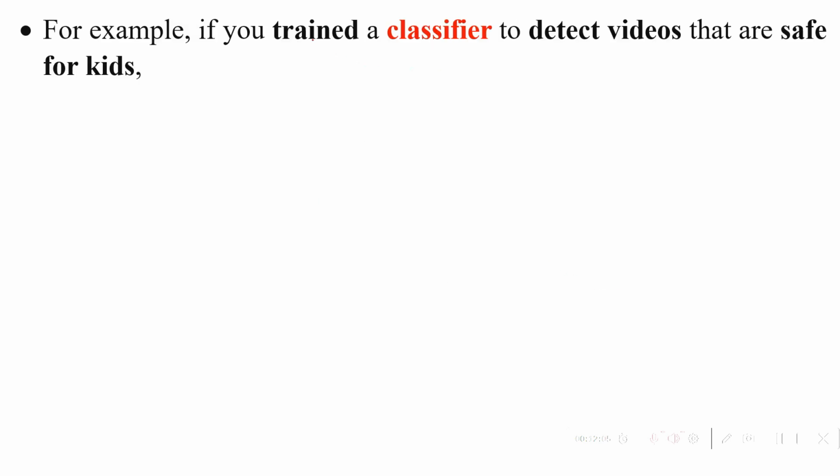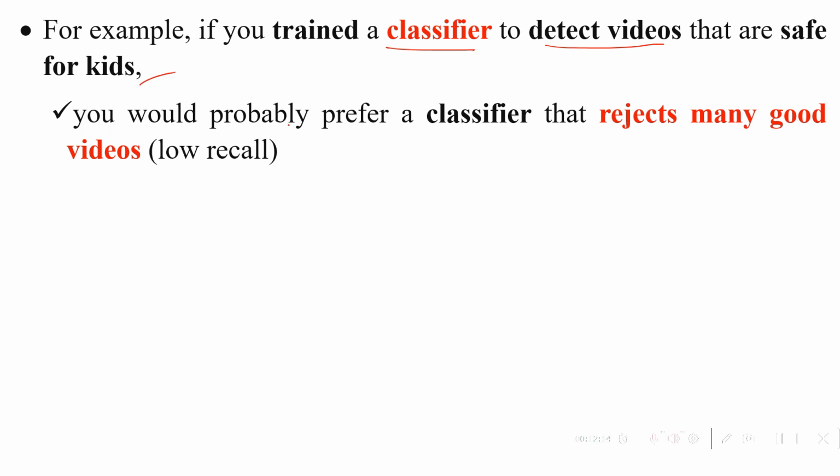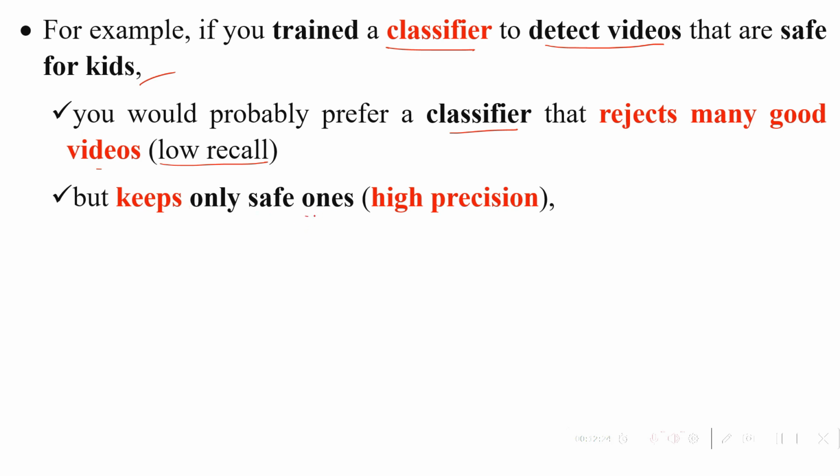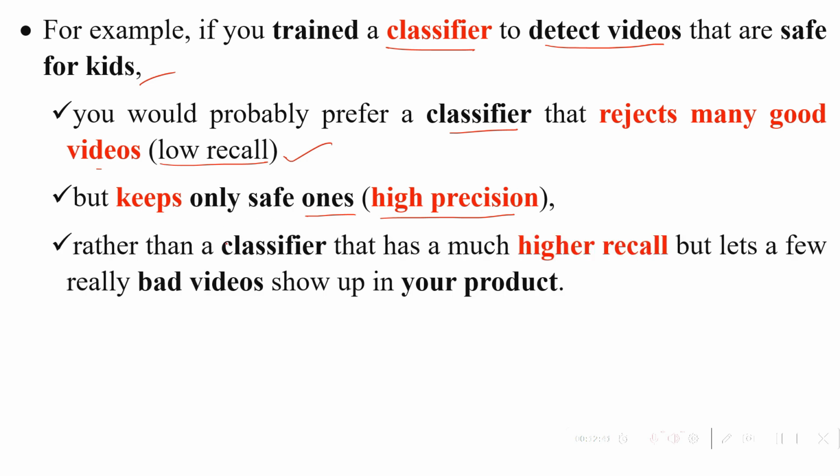For example, if you train a classifier to detect videos that are safe for kids, you will probably prefer a classifier that rejects many good videos, which is low recall, but keeps only safe ones, which is high precision. For the sake of the kids, we prefer that rather than a classifier that has much higher recall, but where a few really bad videos show up in your product.